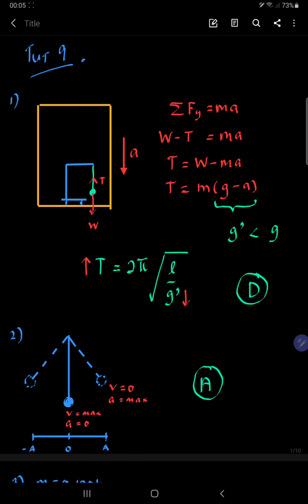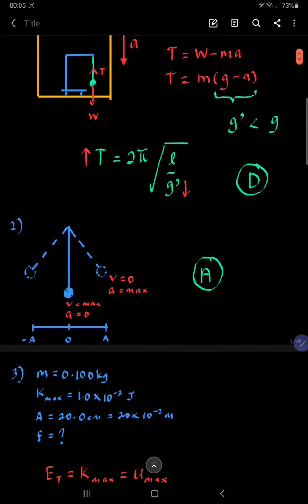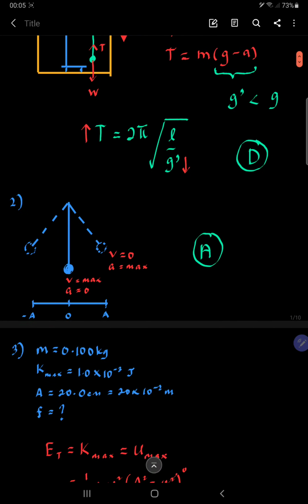Okay, for question number 2, a particle is in simple harmonic motion. If it is at the equilibrium position, which of the following statements about the velocity and acceleration of the particle is correct? Okay, so now we are focusing on the equilibrium position. As we know, at equilibrium, v is maximum and a equals 0. Why? Because at the amplitude, the object needs to stop for a while so that v becomes 0. At the same time, a is maximum.